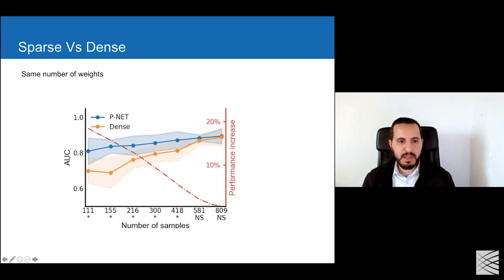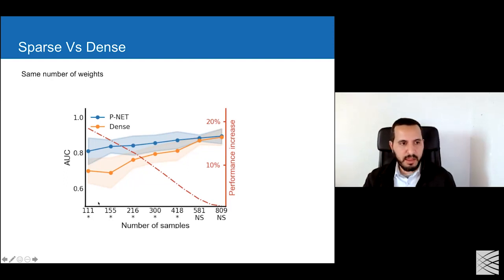But when the number of samples starts decreasing, we found that PNET is actually achieving higher performance compared to the dense model. You can get up to a 20% increase in performance when you have a very small number of samples, like 100 samples. So this was interesting. It seemed that PNET may be helpful in small-sample settings, which is the case in most of the genomic studies that we have.